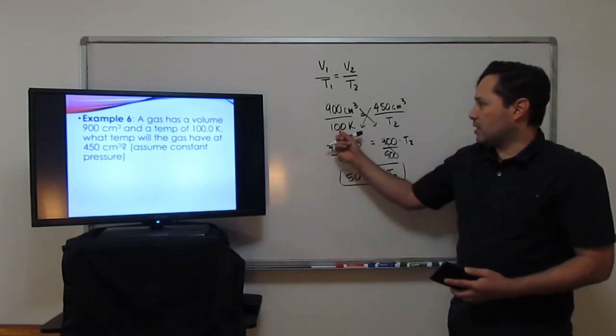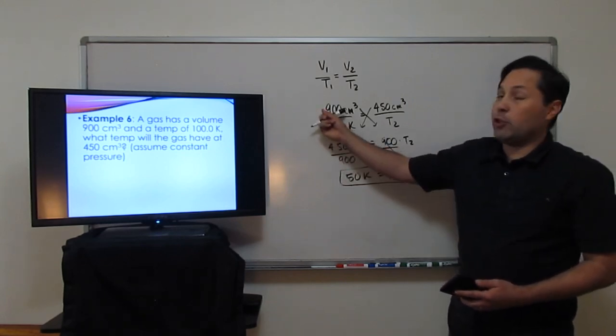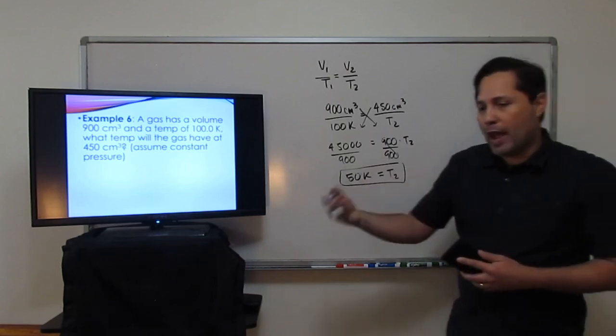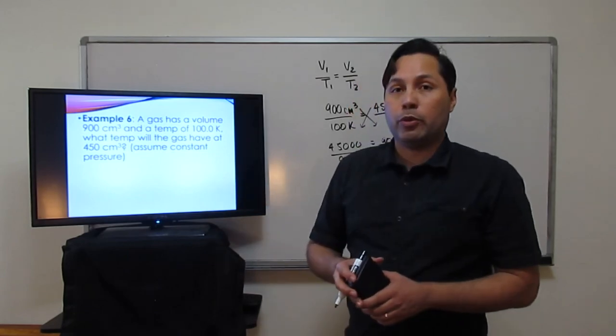So notice that the temperature was originally at 100, and we dropped it down by half, so therefore the volume at 900 will drop to 450, which is also half. So to drop half the volume, you need to drop half the temperature. Alright, that takes care of example number 6.